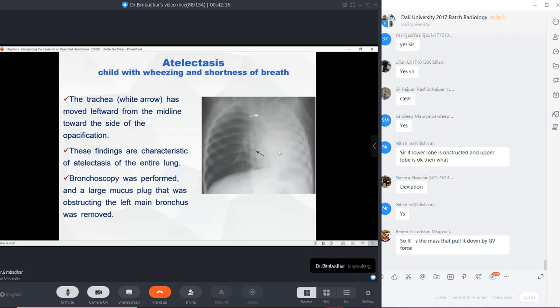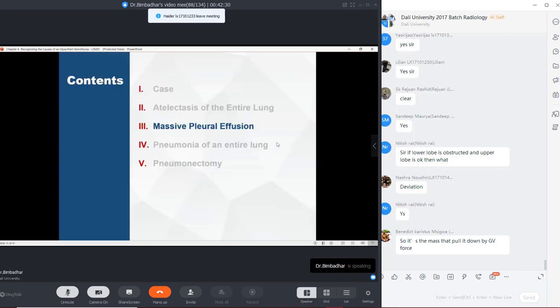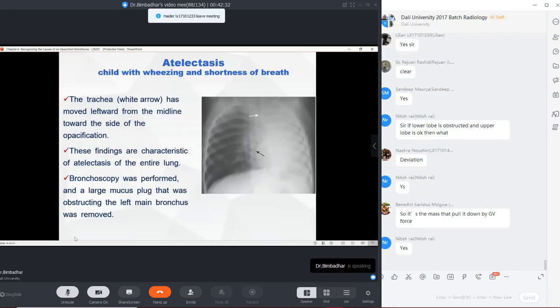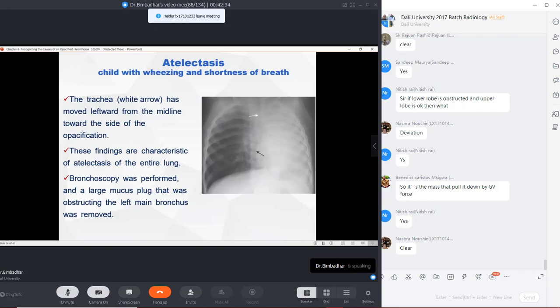Got it? This is called ipsilateral pulling, right? That is the main characteristic feature of atelectasis. Is this concept clear for everybody now? Perfect. Now let's move on to the next part of this chapter, pleural effusions.